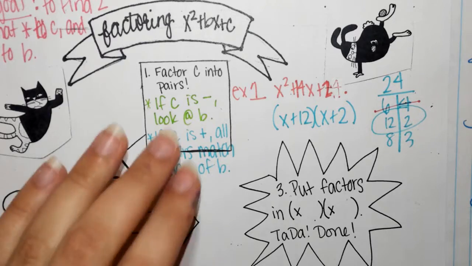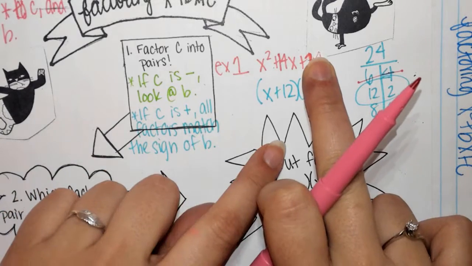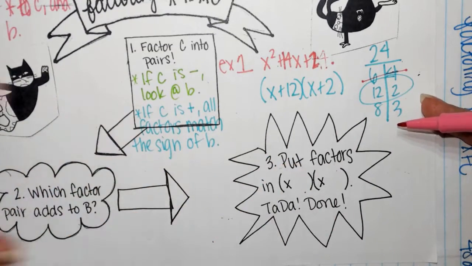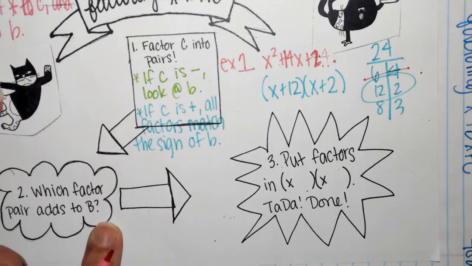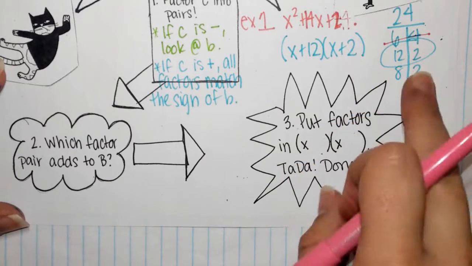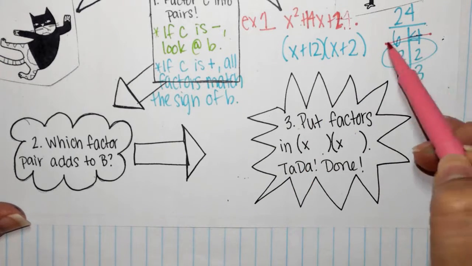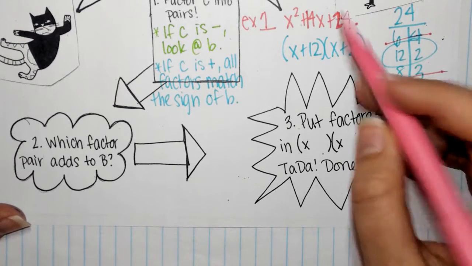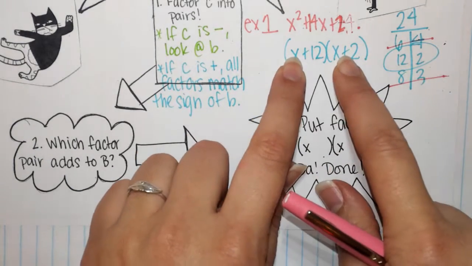Now, we first have to find two numbers that multiply to give us 24, right? That's step one. So we listed all our factors of 24. Step two, over here, which factor pair adds to B? So we add these together and see which one gives us 14. 6 plus 4 gave us 10, so that doesn't work. 8 plus 3 gives us 11, so that doesn't work. 12 plus 2 gave us 14. So we take these and we break it into our parentheses.